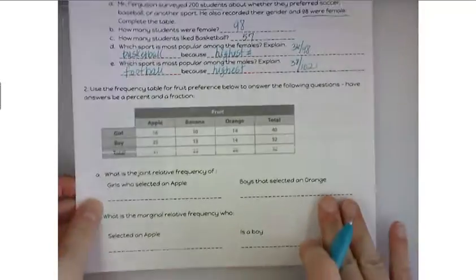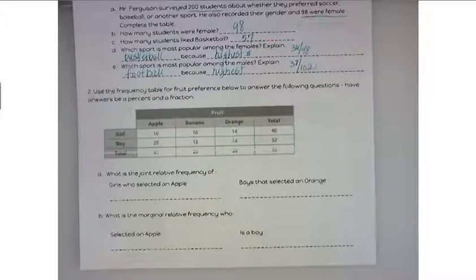Okay, let's go to question 2. It says use the frequency table for fruit preference below to answer the following questions. Have the answers be a percent and a fraction. So this is going to be one of those questions where you have to really read the question carefully so that you give the answer in a way that Miss Pennington wants it to be.